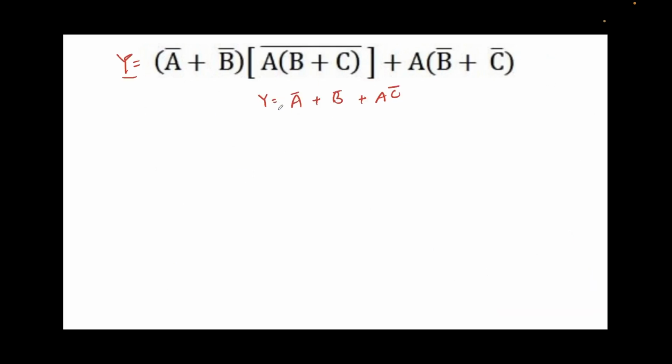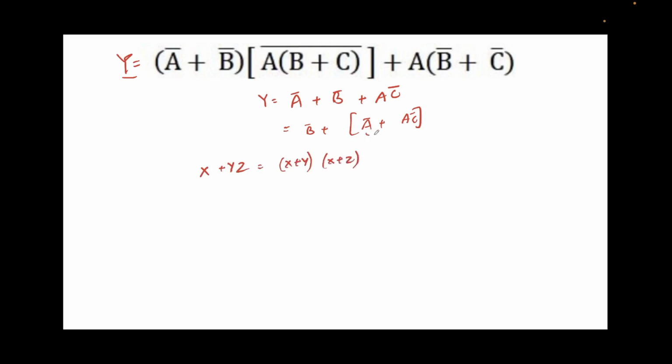Note that in the previous slide we had obtained this expression. We simplified y up to this level. Now let's simplify it even further. Let me just take b bar as the first term, and I'll write a bar plus a c bar. Now according to the distributive law in Boolean algebra, you can write x plus yz is equal to x plus y times x plus z.